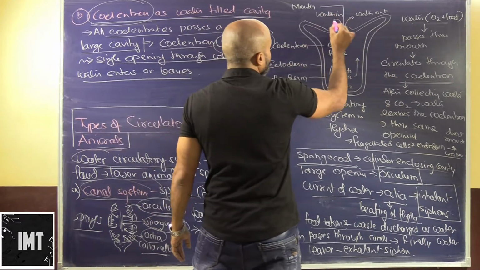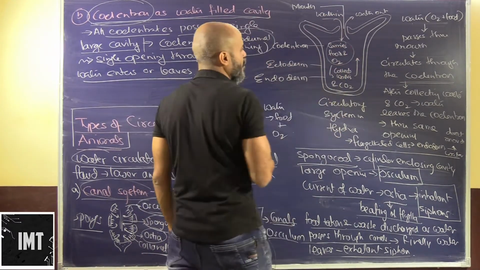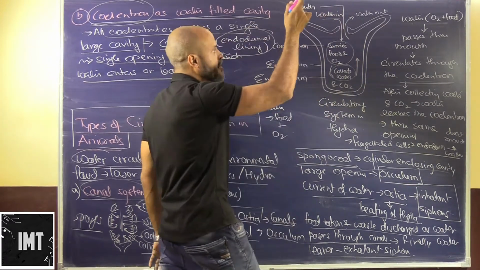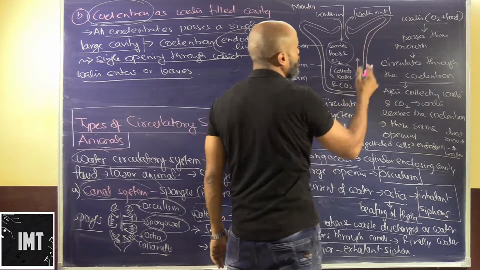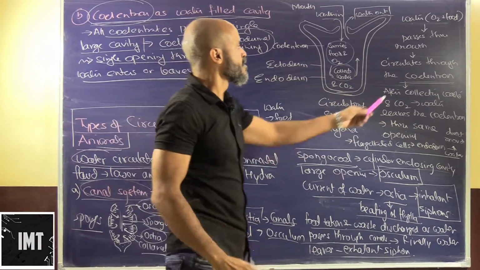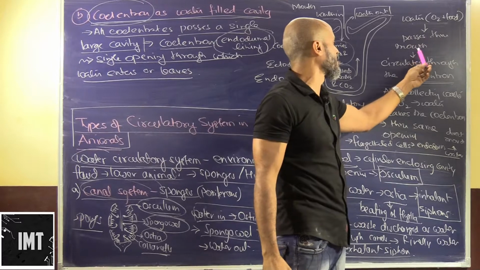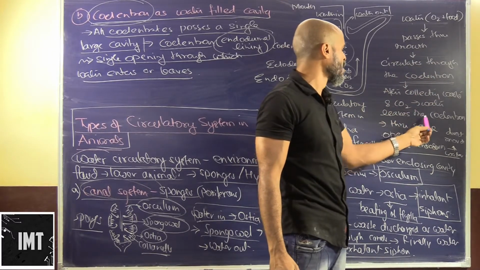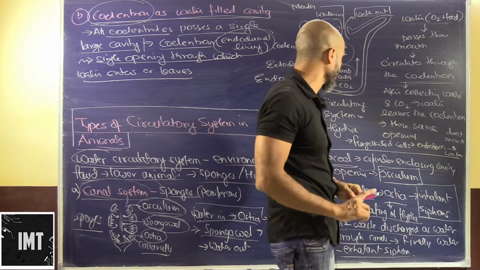From the mouth, the water enters and carries along with it food and oxygen. It collects the waste and carbon dioxide and leaves out through the mouth itself. So there is a single opening for entry and exit. Water carrying oxygen and food passes through the mouth and circulates through the coelenteron. After collecting waste and carbon dioxide, water leaves the coelenteron through the same opening.